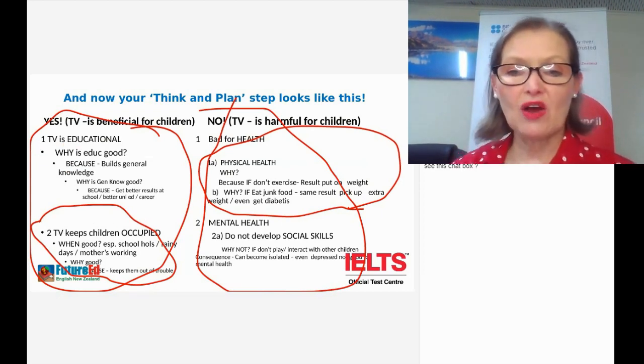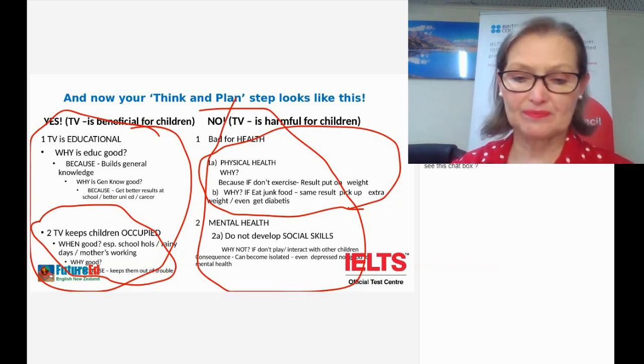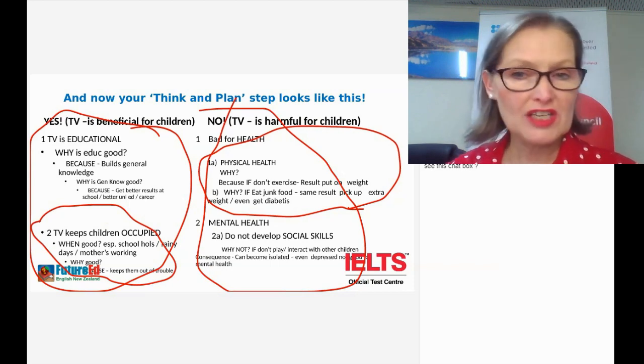So that is how we think and we plan at the same time. And it's a very important step. Don't rush it.